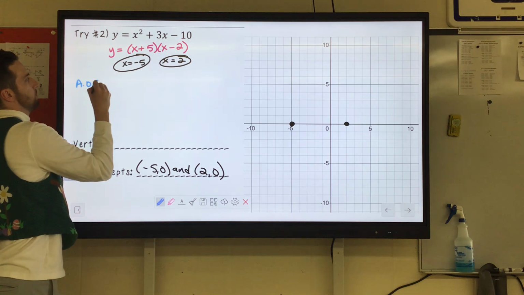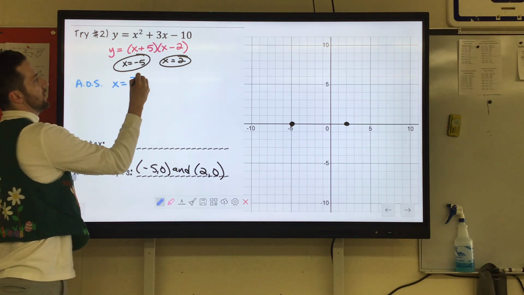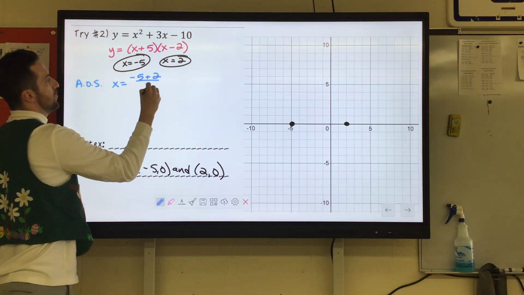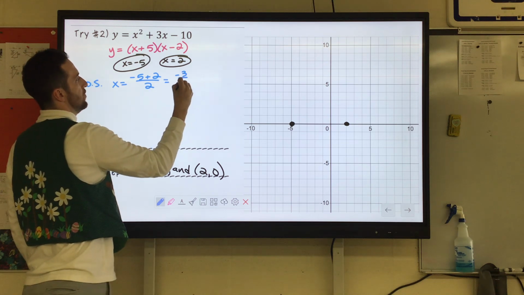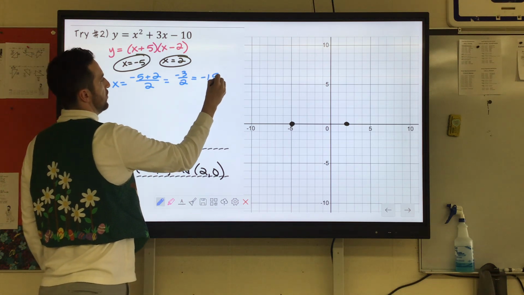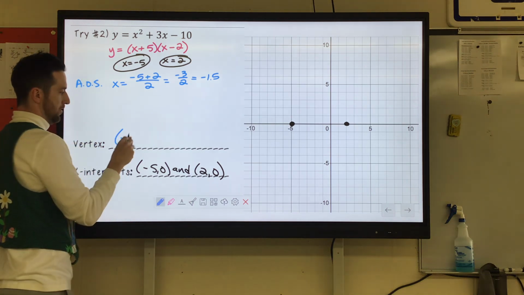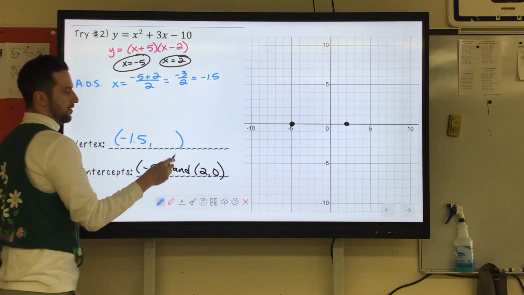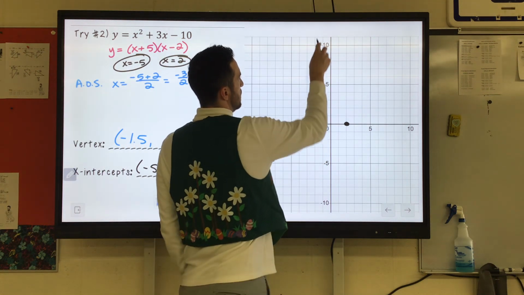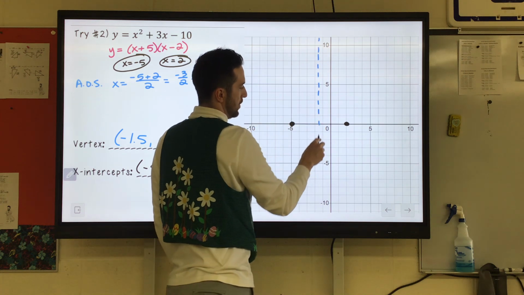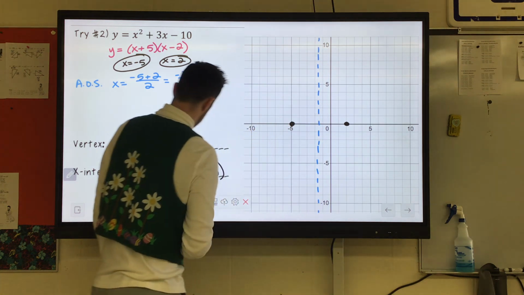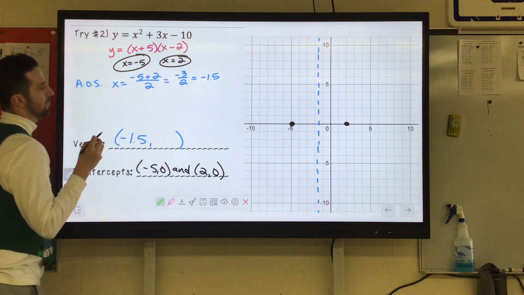Symmetry, x equals negative 5 plus 2 over 2. Negative 3 over 2, which is negative 1.5. Probably about here-ish. Now we'll plug in our negative 1.5.